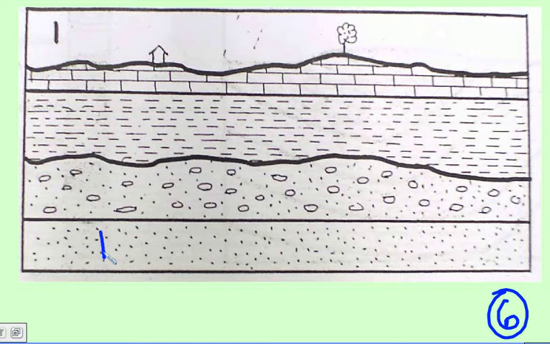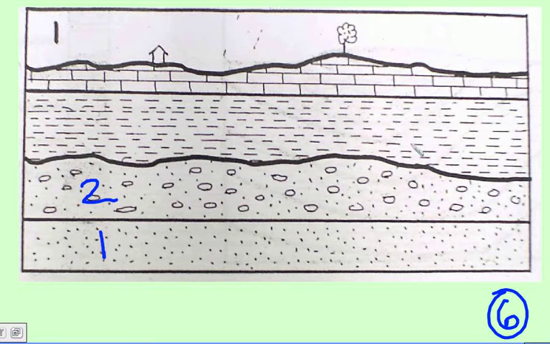Now remember, I'm not only numbering layers, but I'm also numbering events, so I have to keep in mind, do I have folding, faulting, tilting, or an unconformity? My second layer from the sandstone, working my way up, is going to be the conglomerate here. Okay, this is a layer of both pebbles and sand, sedimentary rock.